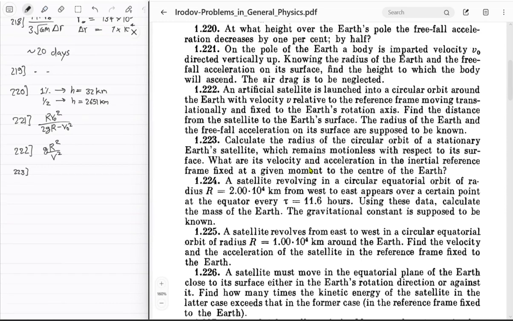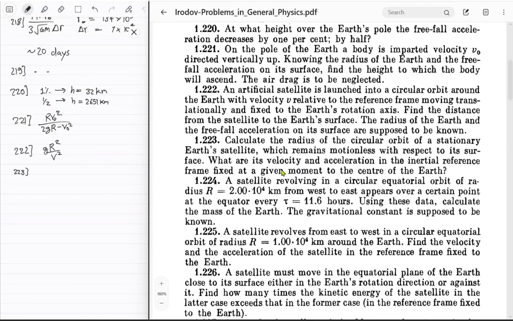That's why. Right. So radius of circular orbit of stationary Earth satellite remains motionless with respect to its surface. Perfect. It's a geostationary satellite. What are its velocity and acceleration in the inertial reference frame fixed at a given moment to the center of Earth? Its velocity is the same thing as the Earth's surface. So you can find that out, right? It's r times omega. So omega we know is just 2 pi upon a day. Okay, 2 pi upon a day. And that times the radius of Earth. It's doable in the end. So you can figure out what that speed is. Cool. And what else do you want?